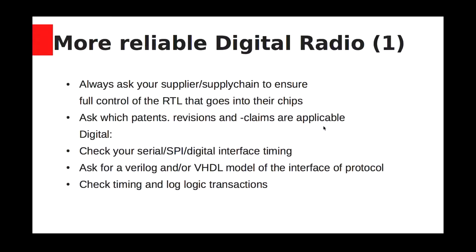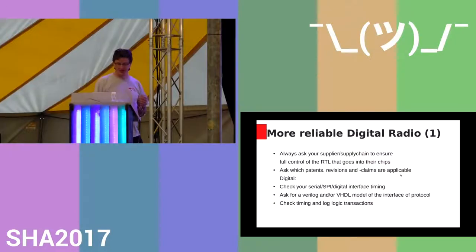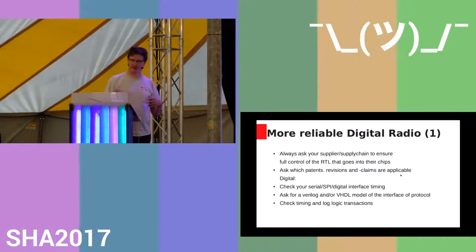Then on the IP side, a few concluding remarks. Always ask your supplier or supply chain to get full control of the RTL, the register transfer level logic that goes into their chip, so that you know how to test whether you have a real chip or a clone chip. Ask which patents, revisions, and claims are applicable, so then you can actually verify if there is something going on there, or whether there's something that you might have forgotten.